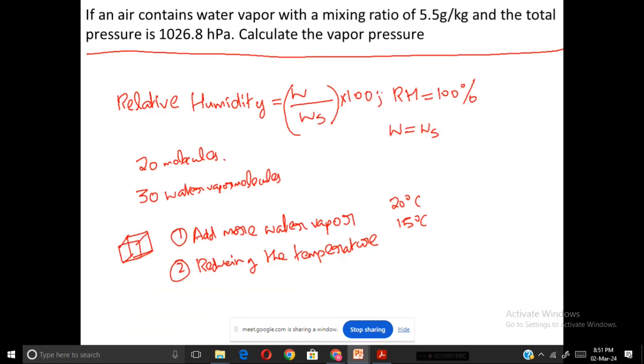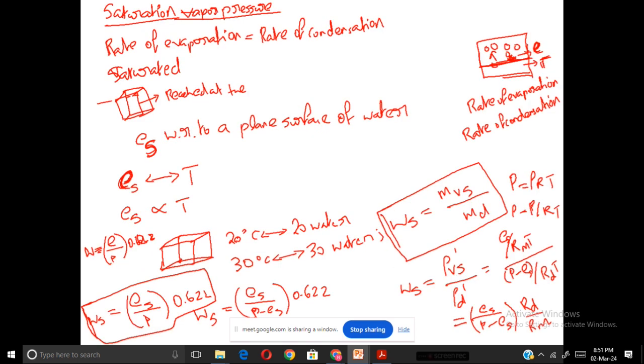Then we learned the term called saturation vapor pressure, which is basically the vapor pressure that air vapor molecules will exert when the parcel is saturated, when it has reached the maximum holding capacity. So this is basically a function of temperature. As the temperature increases, the vapor pressure also increases, and as the temperature decreases, the vapor pressure also decreases.